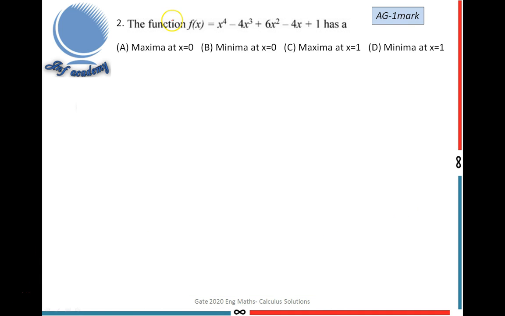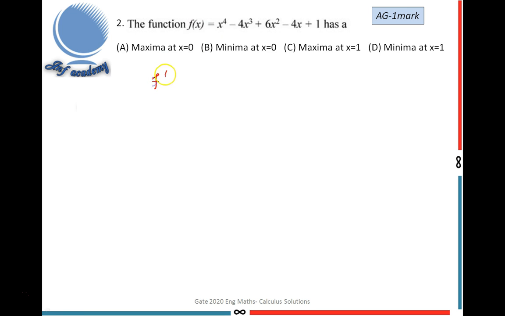The second problem: the function f of x, one function is given, has maxima or minima at x equal to 0 and maxima or minima at x equal to 1. You have to find which option is the correct answer. This question is from the AG department. It has 1 mark. Here f of x is given.